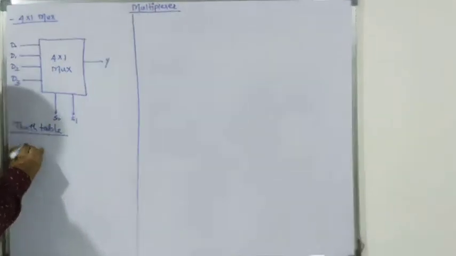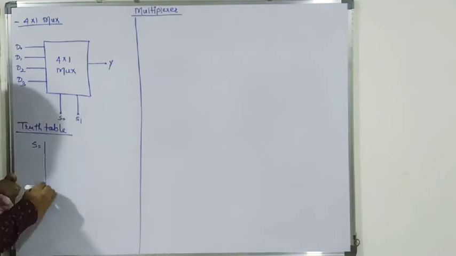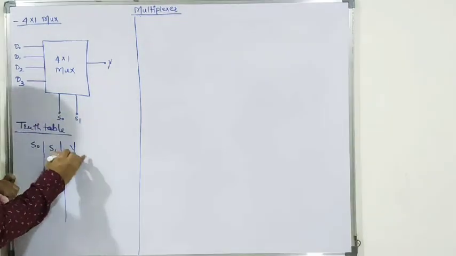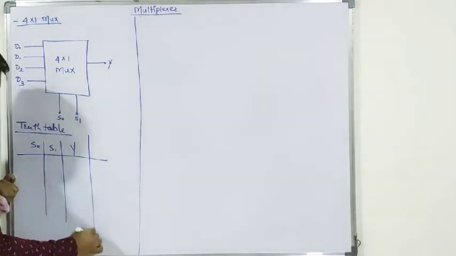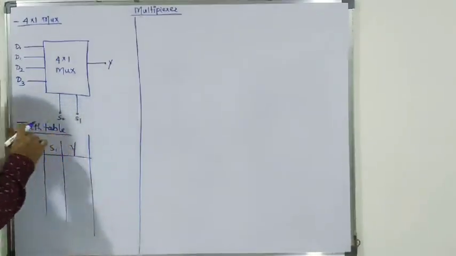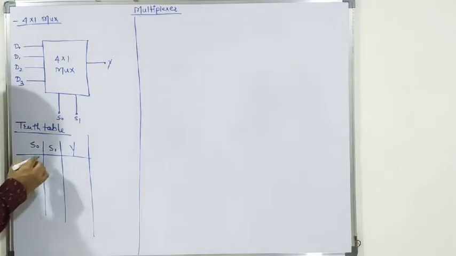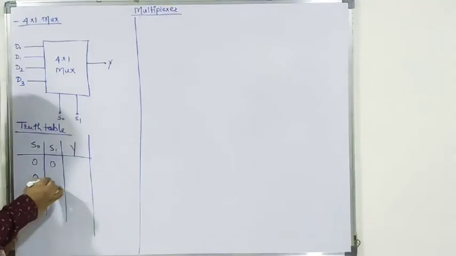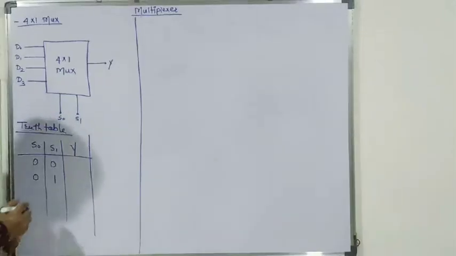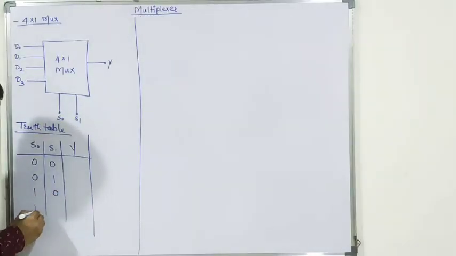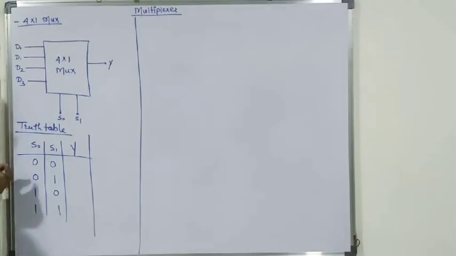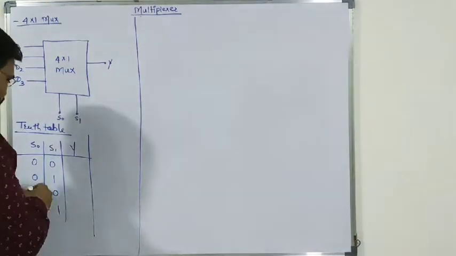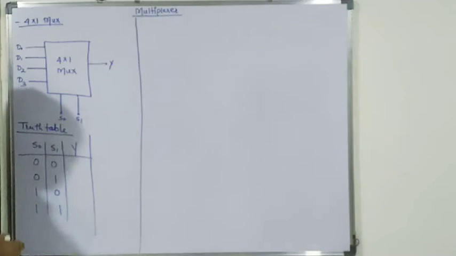Okay. So here are S0, S1, and your output, that is Y. The number of inputs for this S0 and S1: first 0, 0, next 0, 1, next 1, 0, and 1, 1. So here the select lines are 0, 0, 0, 1. This is our standard truth table for the binary inputs, that is 1, 0, and 1, 1.